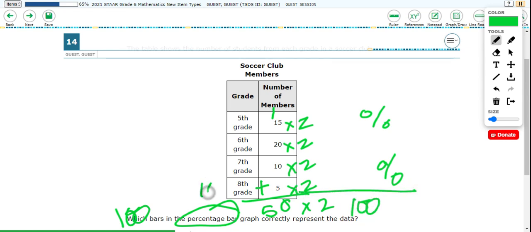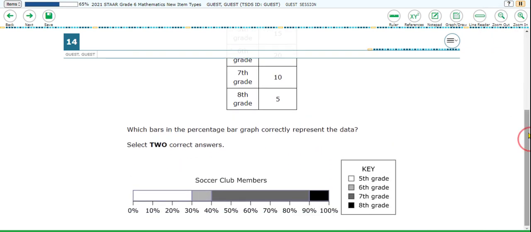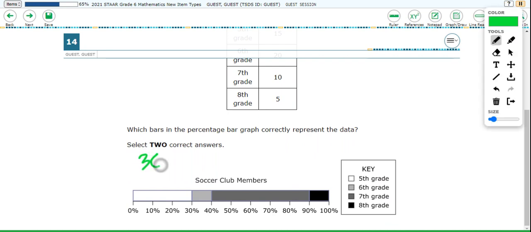So 8th grade is going to be 10. 7th grade is going to be 20. 6th grade is going to be 40%. And 5th grade is 15 times 2, which is going to be 30%. So 5th grade, 6th grade, 7th grade, 8th grade: 30, 40, 20, 10. That's what it should be. So we should have 30, 40, 20, 10 for the grades.